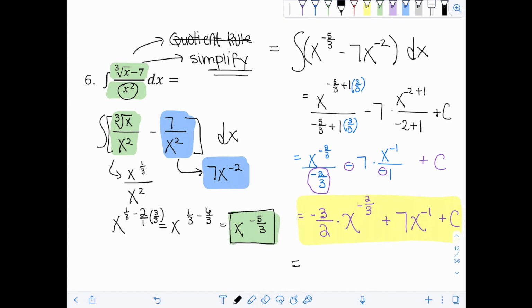But I'd say either way would be correct and simplified. Let me just show you what I mean. You could rewrite this as negative 3 over 2 times x to the positive 2/3 plus 7 over x to the positive 1, which I can just write as x, and then plus c. So that's also another way that you can write the answer for this one.